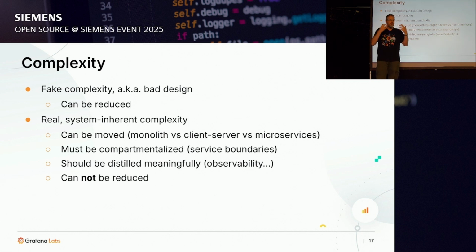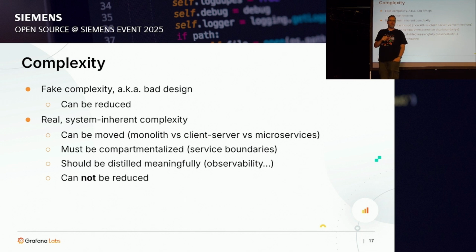If you are a bank and you store how much money someone has, you cannot get rid of the complexity of storing that data. It needs to live somewhere. You can and arguably should compartmentalize it so it's easier to handle and easier to move and easier to reason about. And you should distill it meaningfully, again, coming to observability. But again, it cannot be reduced.